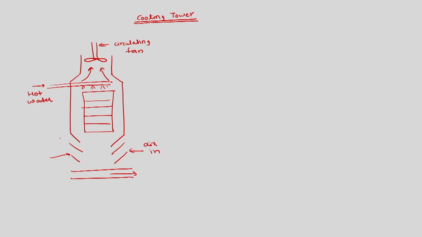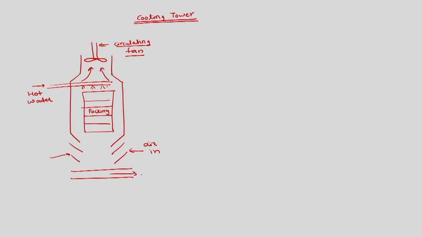So hot water will come into the cooling tower, and then that would get sprayed over the packings, and then this will get splashed and come in contact with the air, which is circulated through a circulating fan, which will come from the bottom and then will get heated, and then it will get removed from the top. So in this process water will get cooled, and then this is the cold water out. This is a typical sketch of the cooling tower.